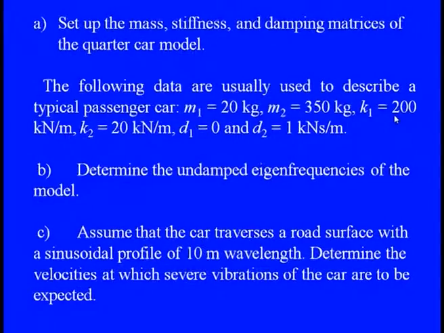So, this is one. We need to now determine the undamped eigenfrequency of the model. Also, assuming that the car travels on a road surface with a sinusoidal profile with a wavelength of 10 meter, we need to find out the velocities at which severe vibration of the car is to be expected. This is a very typical vibration problem, and we need to formulate it using this part.